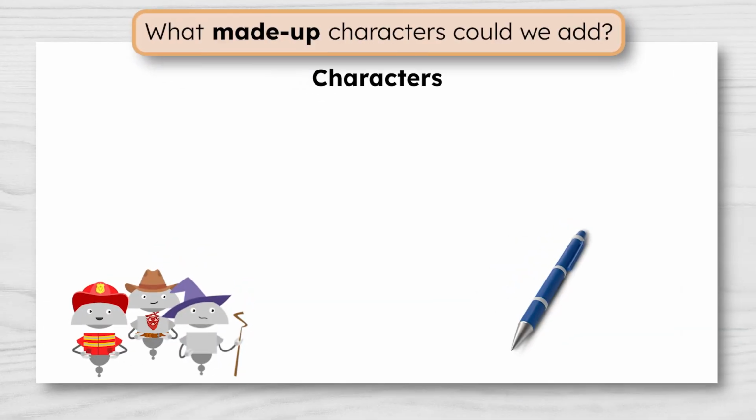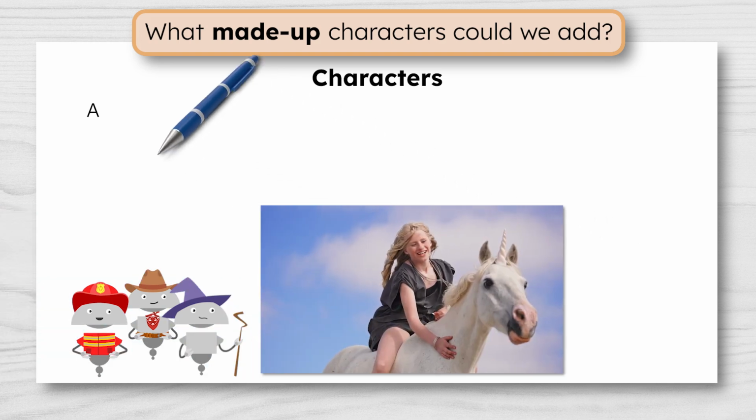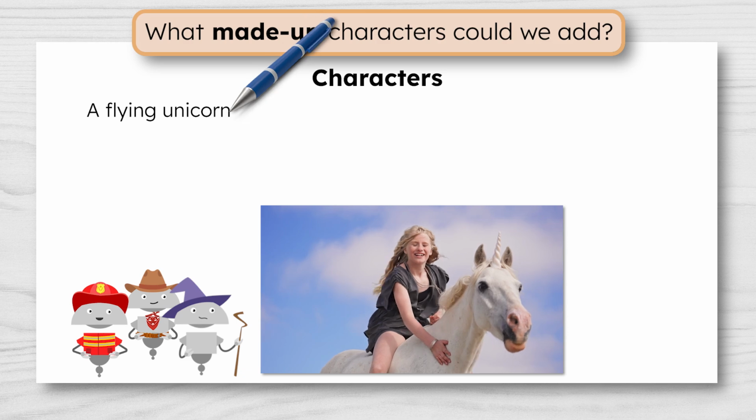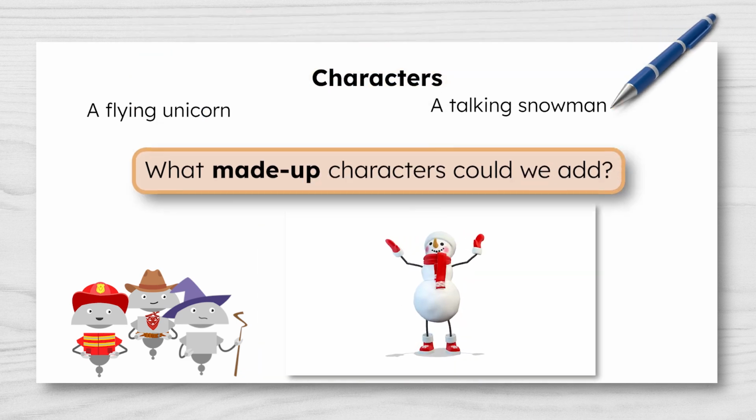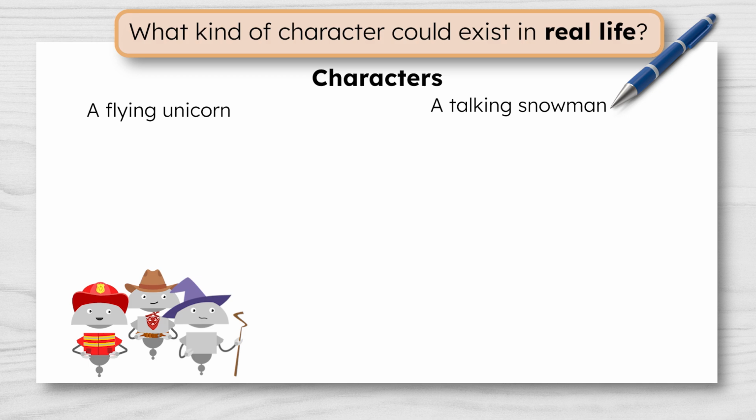Now that we've thought up some settings, it's time to brainstorm characters. They can be people, animals, magical creatures, or even talking objects. And they can be made up or real. So, what made-up characters could we add? Maybe it'd be fun to write about a flying unicorn, or even a talking snowman. Now, what kind of character could exist in real life? I could write about an animal, like a cat or a monkey.